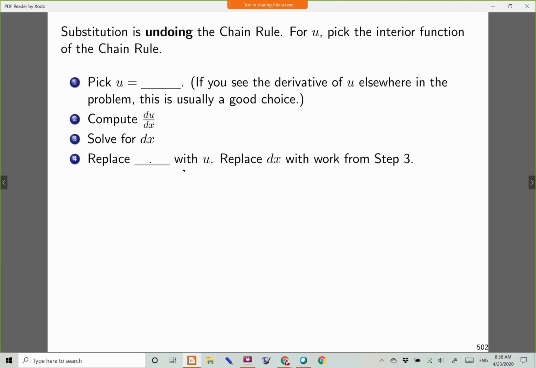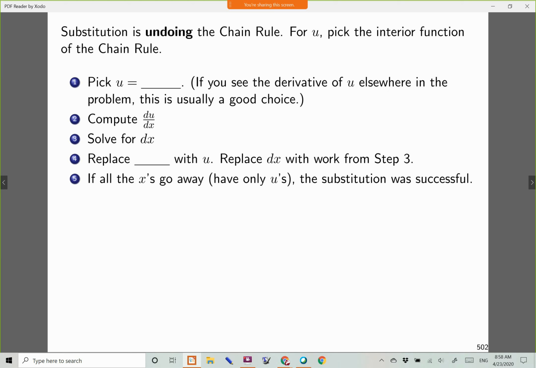And then replace that choice that you had up there with a u, and then in addition, when not in the step, replace dx with what you solved for in the previous step. And then your hope is that, using valid algebra, everything that needs to cancels. So cancel what you can. You're really hoping all the x's go away, because if they don't, you've got this mix of x's and u's in the problem. And if so, then your substitution is successful.